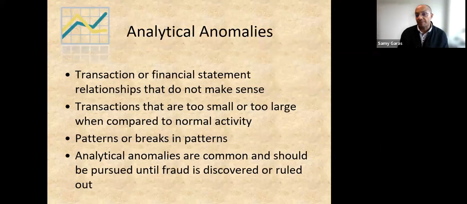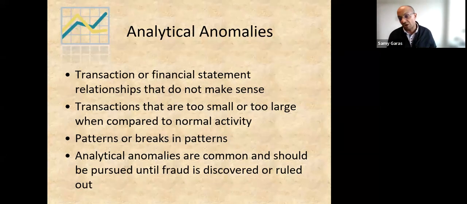The auditor here has to go back and check the documents. As I said, we usually check the behavior, but we check the documents to make sure that there are no unusual transactions during the year or unusual anomalies in the records. So transactions or financial statements that do not make sense, those we call anomalies. Transactions that are too small or too large.